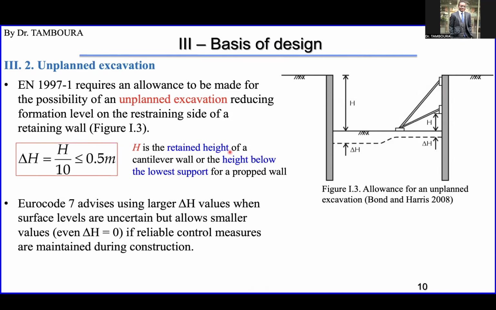Okay, but this delta H value can even be larger than this when you are not certain about surface level. You are not sure about surface level, but sometimes you can even ignore it, if you have really reliable control measures during the construction, because this unplanned excavation happens mainly during construction.